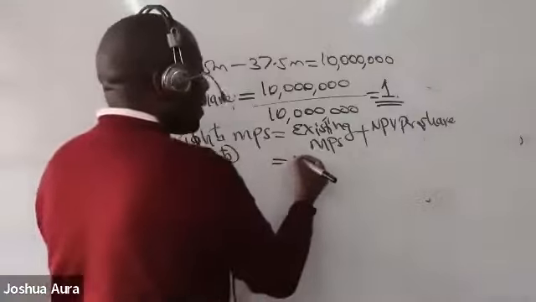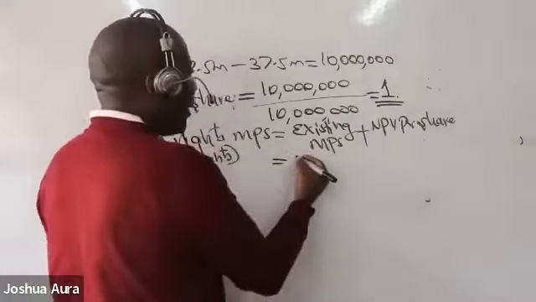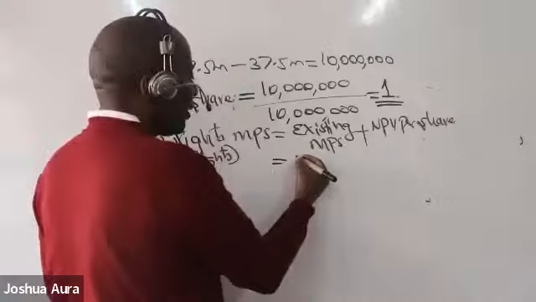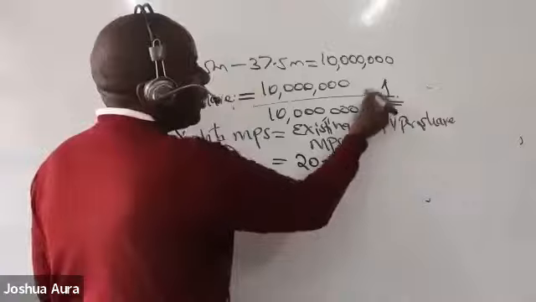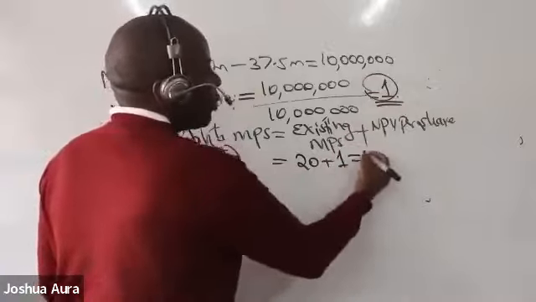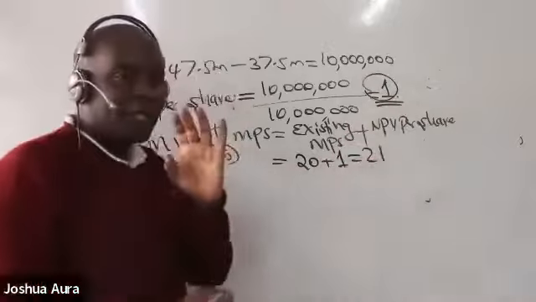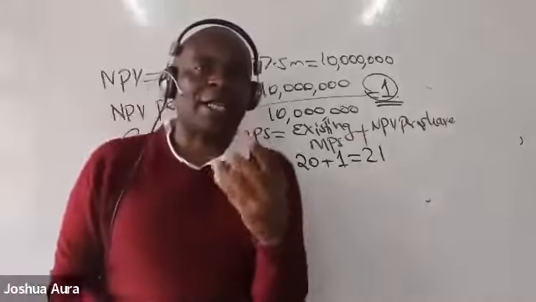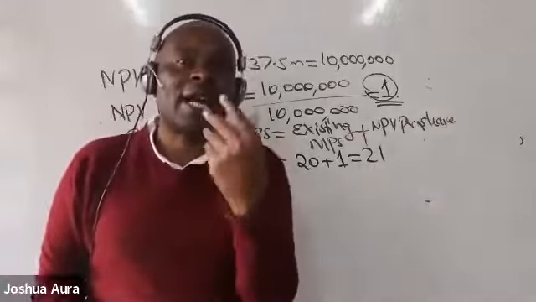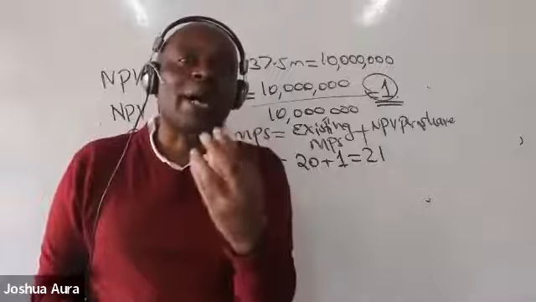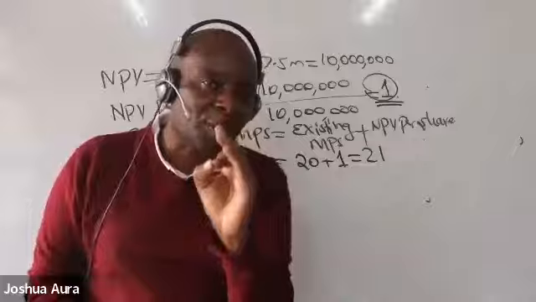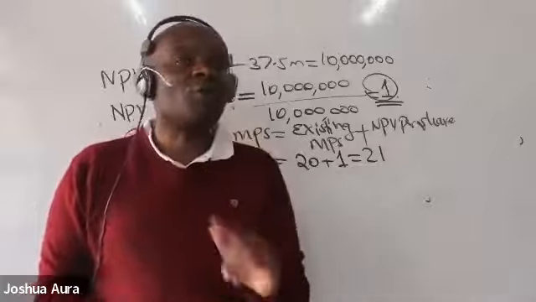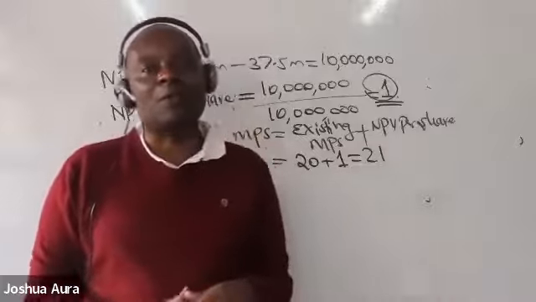What is the existing market price per share? It's 20. And this NPV per share that we got here is 1. So when we make the announcement for these rights, after the rights issue has come to fruition, our market price per share will grow by 1. It will become 21.